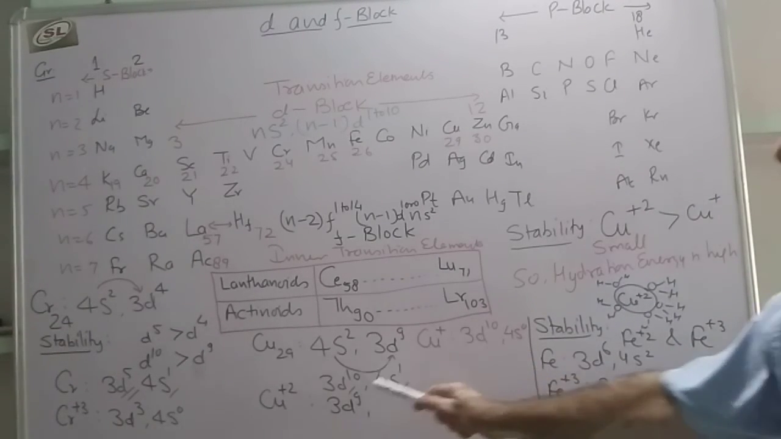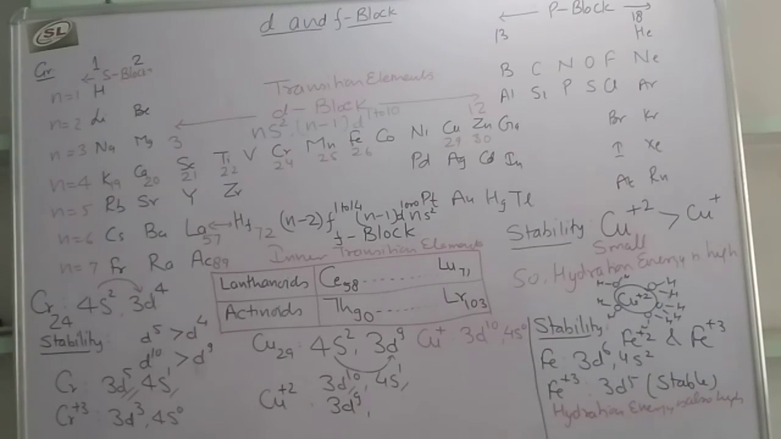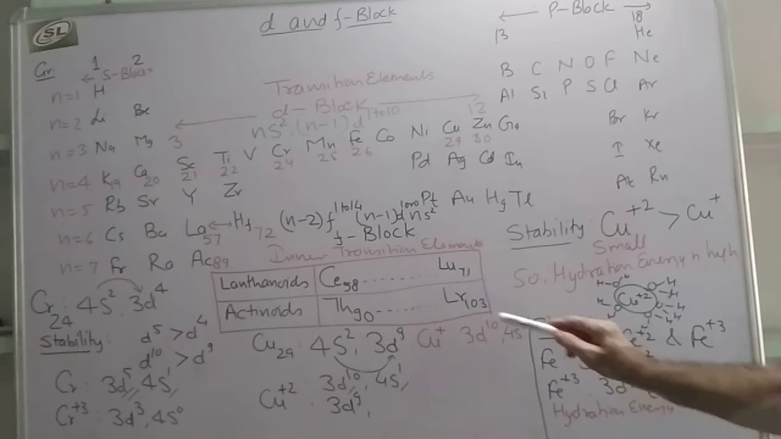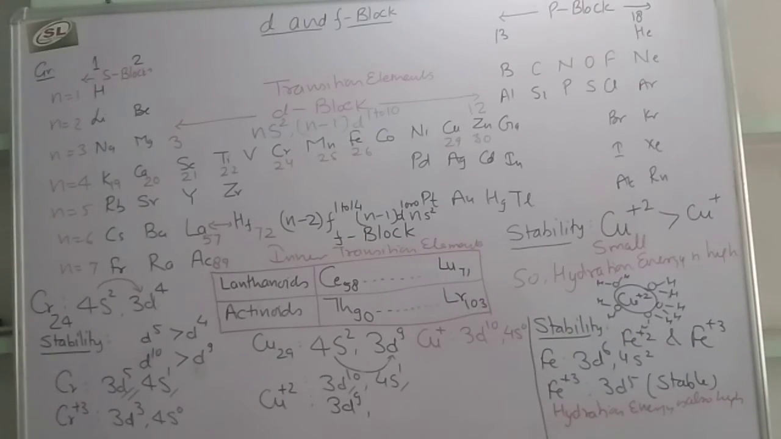Now we will compare the stability of copper plus 2 and copper plus. Copper plus should be more stable, having the fully filled configuration. But copper plus 2 is more stable because of hydration energy. Due to the small size of copper plus 2, hydration energy is very high. Hydration energy is actually how we compare stability in water. Due to small size, copper plus 2 attracts more water, so it becomes more hydrated and more stable.